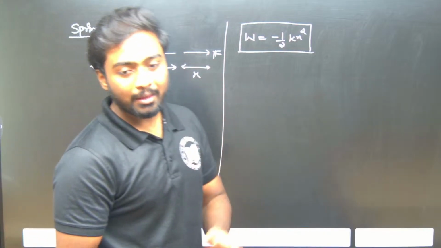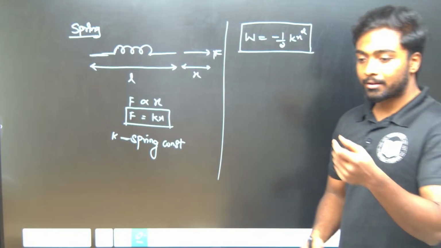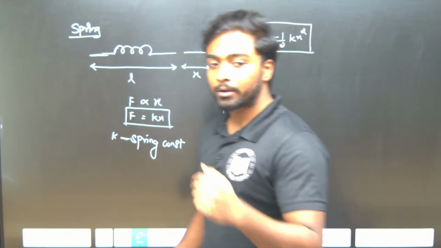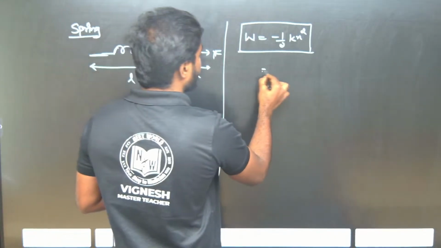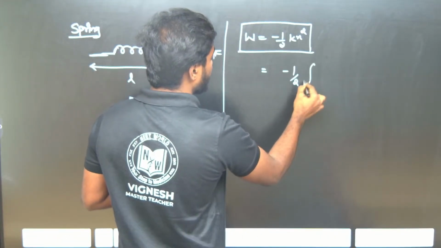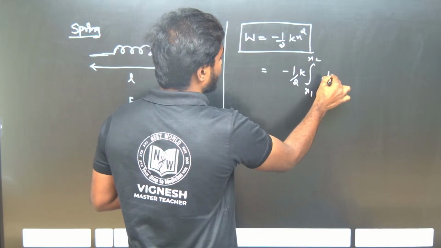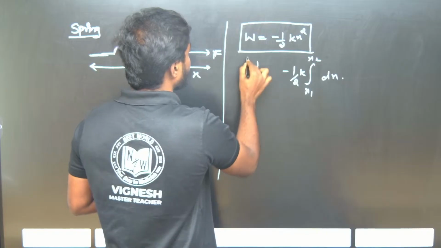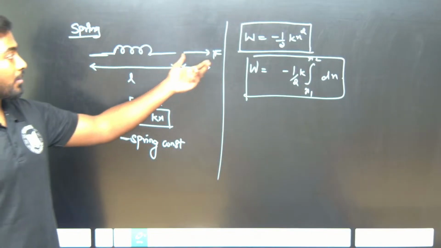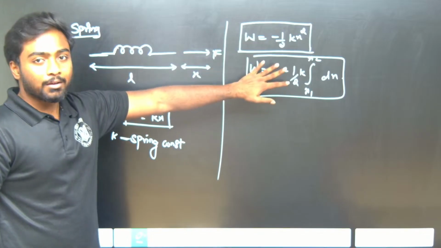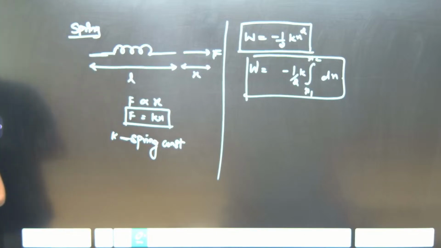Suppose it is a variable, what can we do? From initial x1 to final x2 we will write: work done equals minus k, I'll write outside, integral from x1 to x2 of x dx. So this is for the variable case. This is how we will write the force for the different conditions of the spring. You can take a note of this.